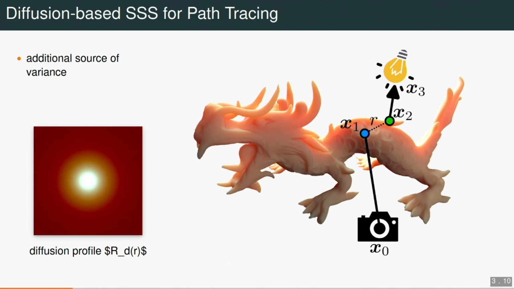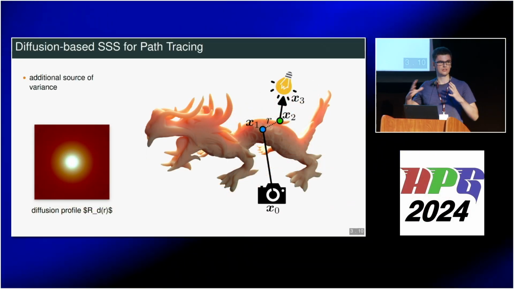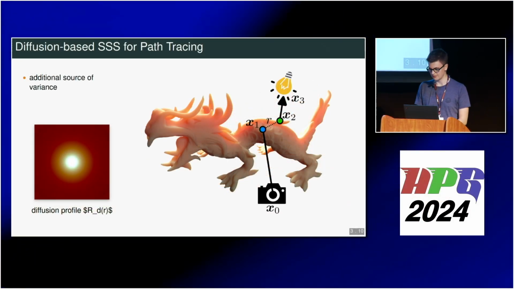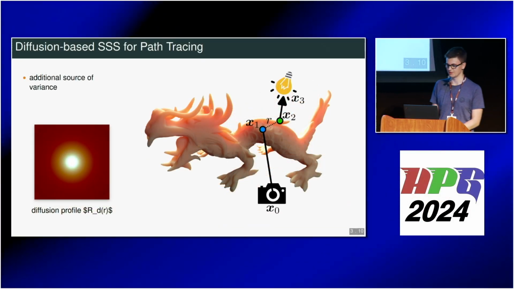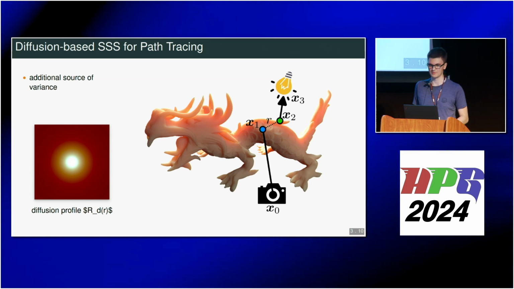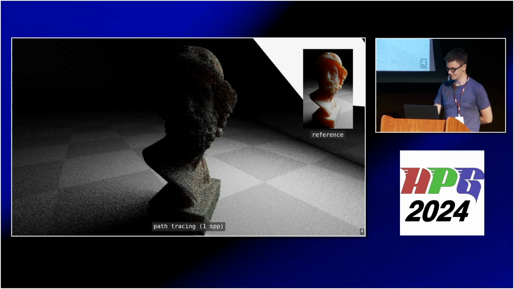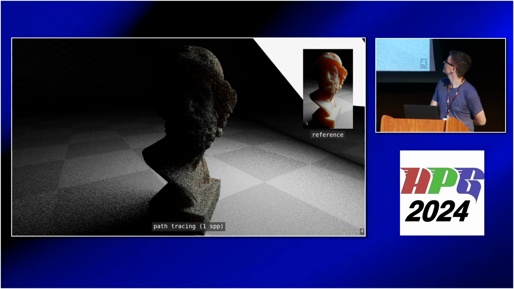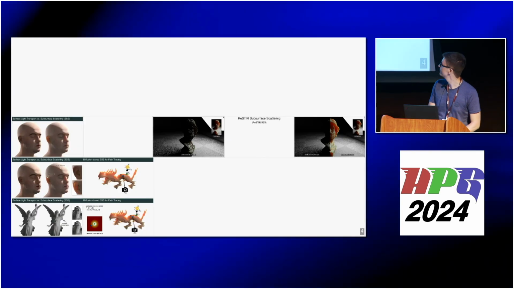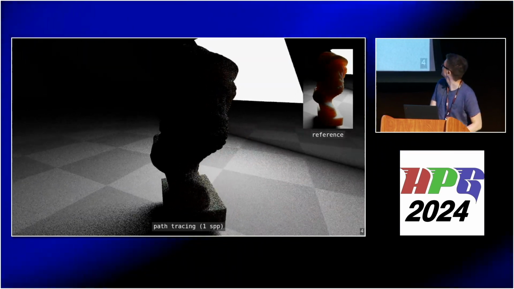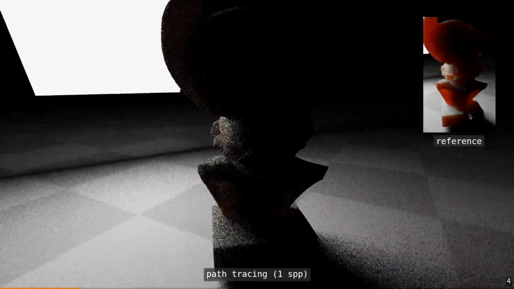Okay, now since we have to integrate over the surface of the object, or at least in this area of influence of the diffusion profile, we have an additional source of variance for our Monte Carlo estimator compared to the standard surface reflection case. And here, that's working great.